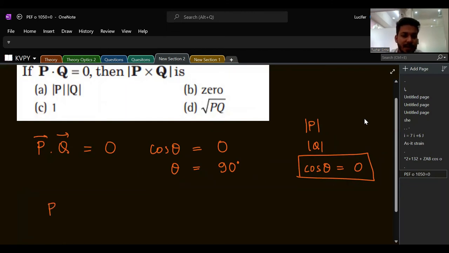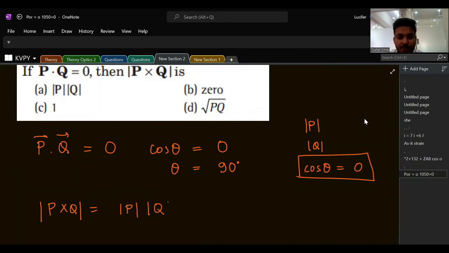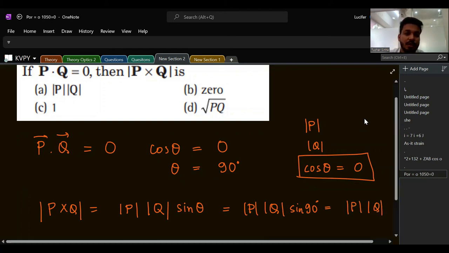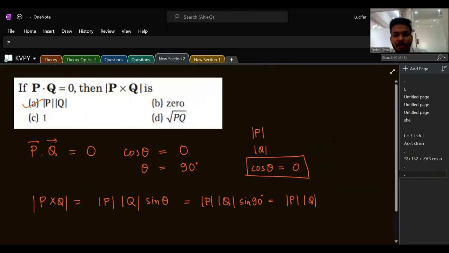Now they're asking what is the magnitude of P cross Q? We know the magnitude of P cross Q is magnitude of P multiplied by magnitude of Q and sine of theta. But we already know the value of theta. Theta is 90 degrees, so this is magnitude of P, magnitude of Q, sine of 90 degrees, and sine 90 is 1. So the answer is magnitude of P, magnitude of Q. So option A is the correct answer in this. Let's go.